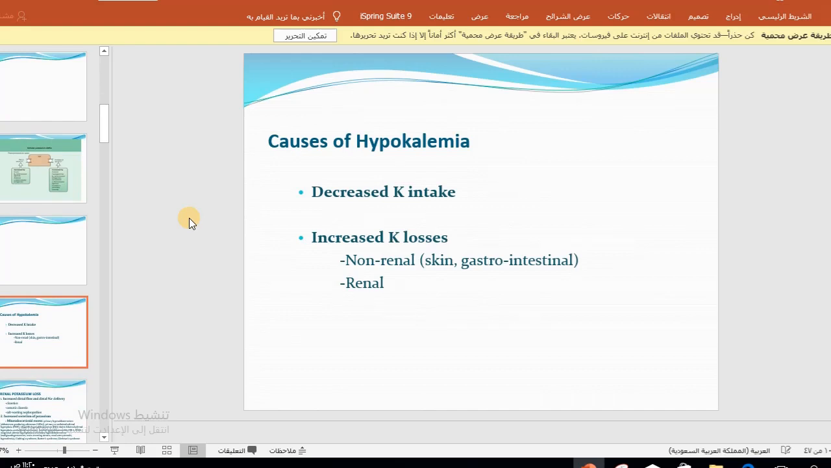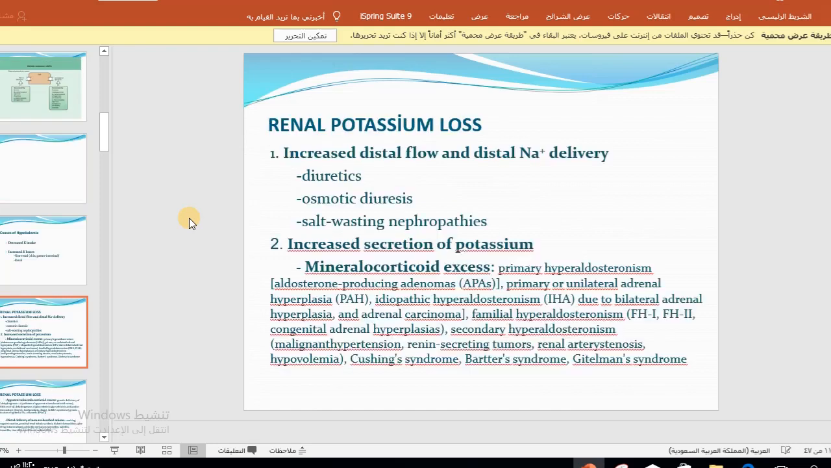So now we're going to speak about hypokalemia. Hypokalemia is defined as potassium less than 3.5. Decreased potassium intake is on the top of the list of causes. Increased potassium losses, like non-renal and renal causes. Potassium loss can be renal, such as in tubulointerstitial disease, diuresis, etc., and non-renal, like skin and GIT. Increased blood flow and distal tubule delivery, like diuretics, osmotic diuretics, and salt wasting nephropathies.